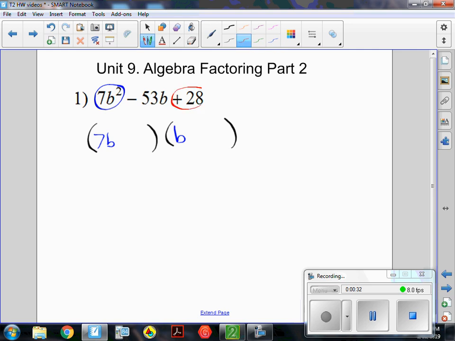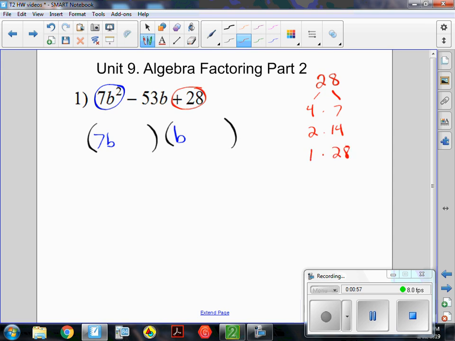I know that the last number, positive 28, is going to have to be broken into factors and be used with the second number in each parentheses. Or we say the last number in the expression is 28, so the last number in each parentheses is made up of 28. So 28 can be broken up into 4 times 7, or 2 times 14, or 1 times 28.